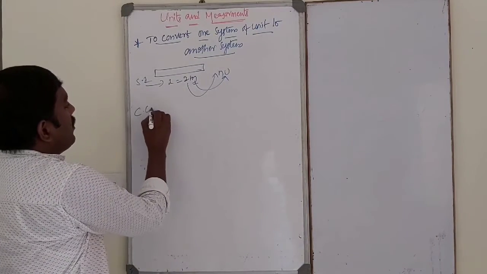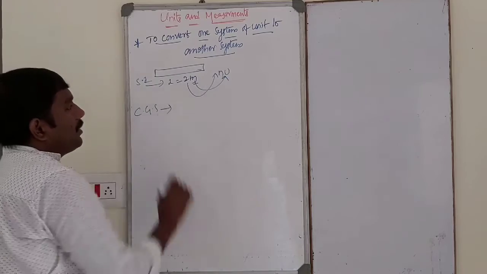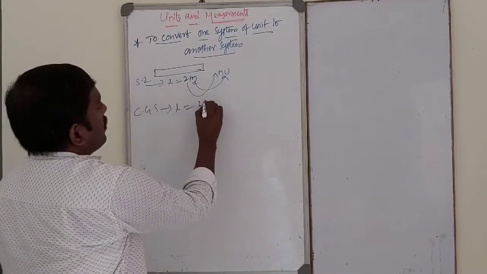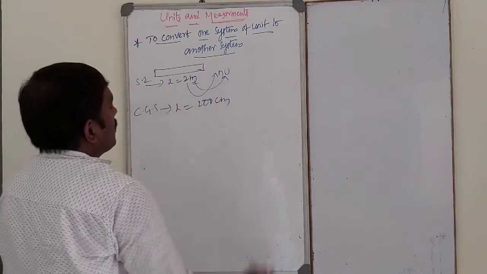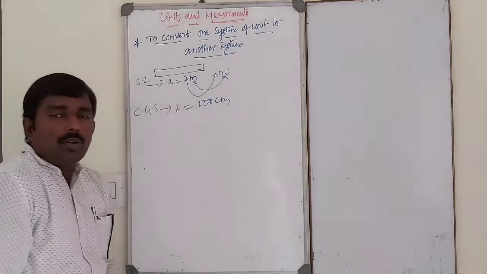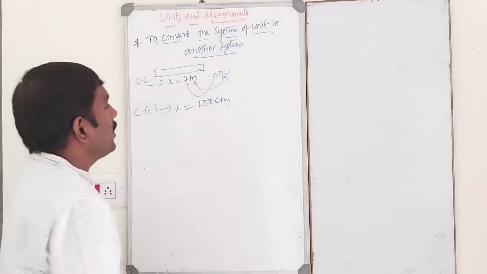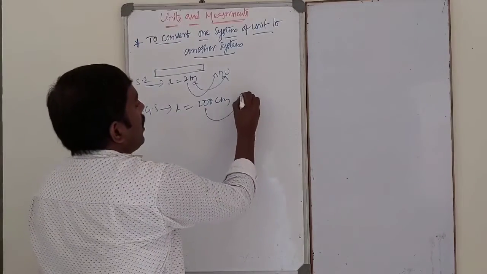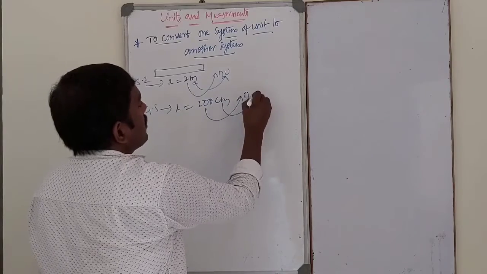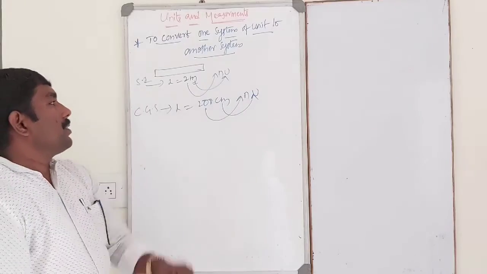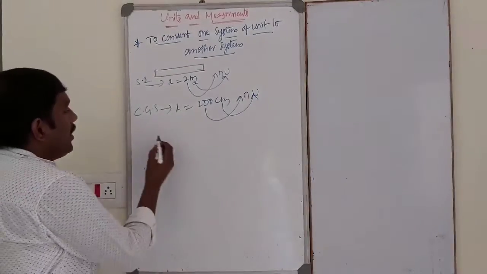In the CGS system, the length 2 meter is converted. 1 meter equals how many centimeters? 100 centimeters. 100 into 2, 200 centimeters. In this case, 200 is the numerical value and centimeter is the unit in the CGS system.